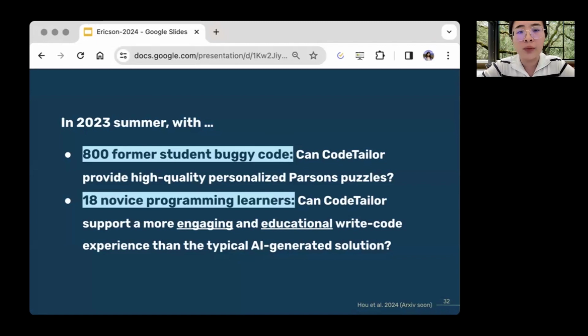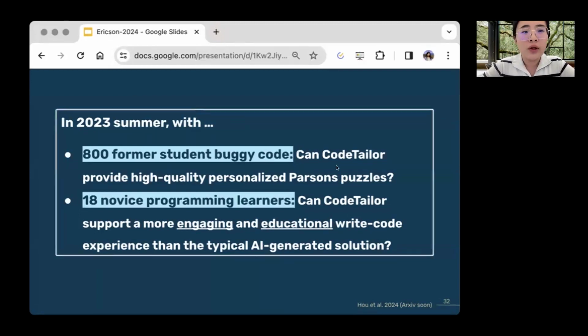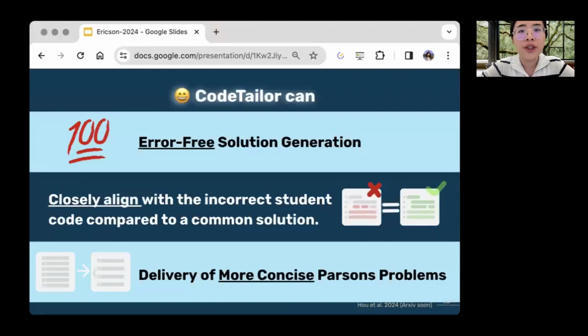the Tailor can offer a more engaging and educational code writing experience compared to writing code with a typical AI-generated solution. Through our evaluation, we found Tailor successfully generates correct solutions from incorrect student code without introducing any errors. And this ability is crucial as it ensures that the code remains correct when students are interacting with AI. And also we found the generated solutions align more closely with the incorrect student code compared to a common student solution from previous semesters.